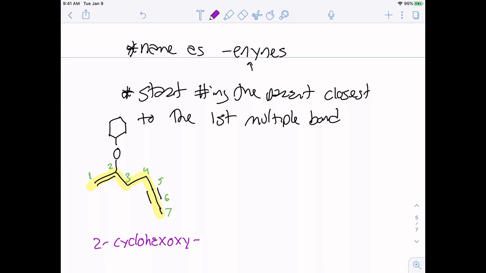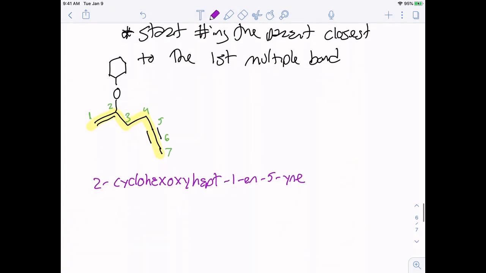So let's do the new method first. My parent, hept, and then ene-ynes, the ene comes first. So on carbon 1, I have an ene. Don't put the final E on it because I'm not done. And then on carbon 5, there's an yne. So the ene comes before the yne. If you want to use the older method, 2 cyclohexyloxy, 1 heptene, still no final E on that, 5-yne.